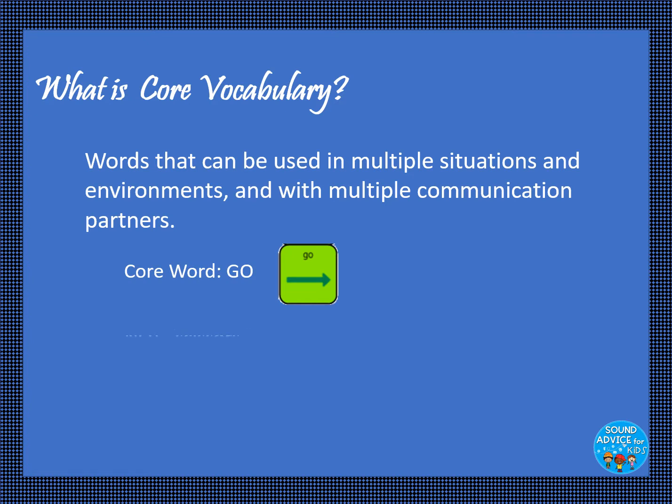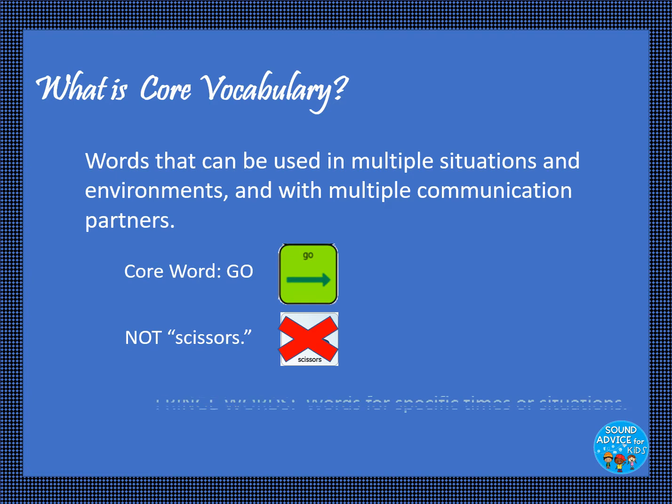But the word scissors, that word is only used in specific times. You don't typically use that maybe at dinner time or out on the playground. You really wouldn't need to have a board that had the picture of scissors on it. So that's the difference between core words and fringe words, which are the specific words needed for specific situations.